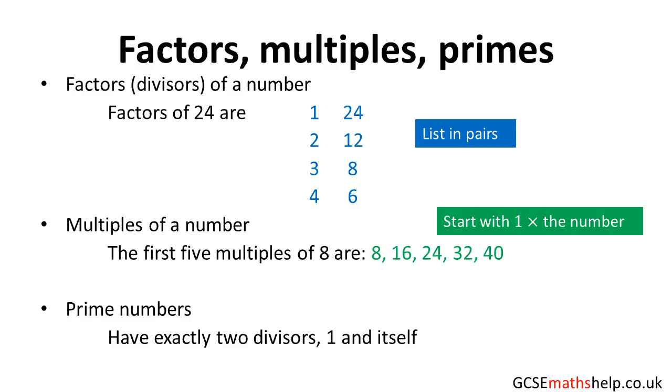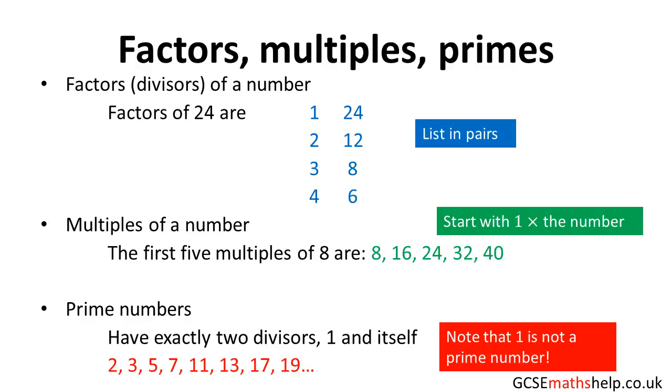Finally, prime numbers, these are numbers which have exactly 2 divisors, 1 and itself. So here's your list of prime numbers. Things like 8, for example, are not prime numbers because 1, 2, 4 and 8 go in, so it doesn't have 2 divisors, it has 4 divisors. Note that 1 itself is not a prime number because 1 is itself, so it doesn't have 2 divisors, it only has 1.